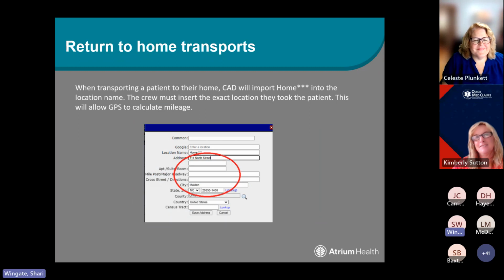Back to home transports, we're seeing those more so now on the Beam Road side, but could be on the critical care side. When you are transporting the patient back home, the CAD will enter up here home with asterisks beside it. There's no way that the CAD can enter the patient's address because we don't have everybody in the state of North Carolina listed in our CAD. So you will have to go in and manually fill this information in. Shouldn't be a problem since you'll have the address to go to that you're dropping the patient off. Now, if that's not their accurate home, they're going to a cousin's house or something, still enter where you took the patient.